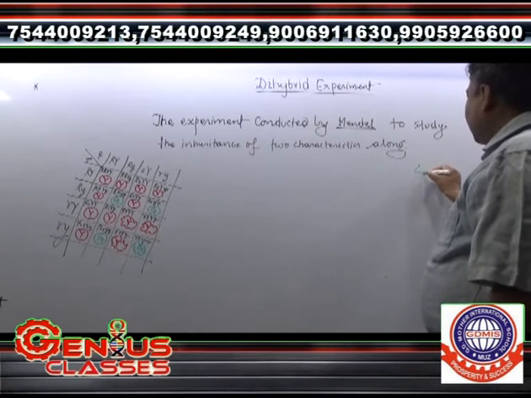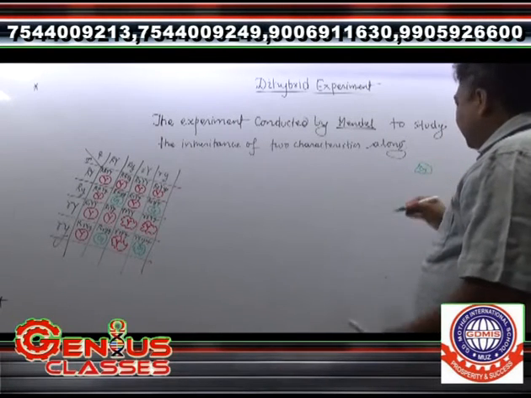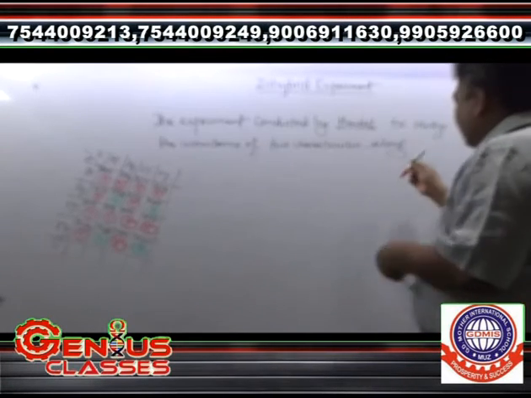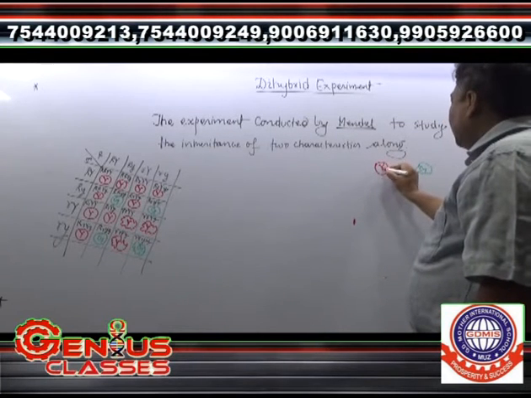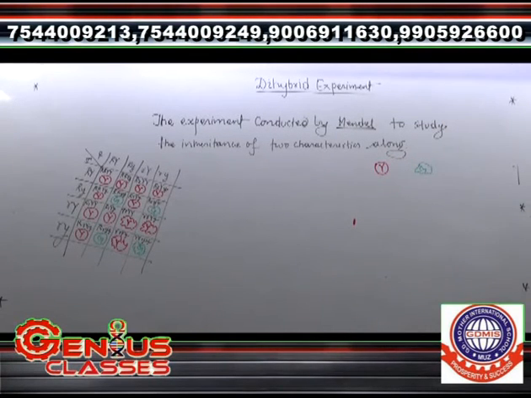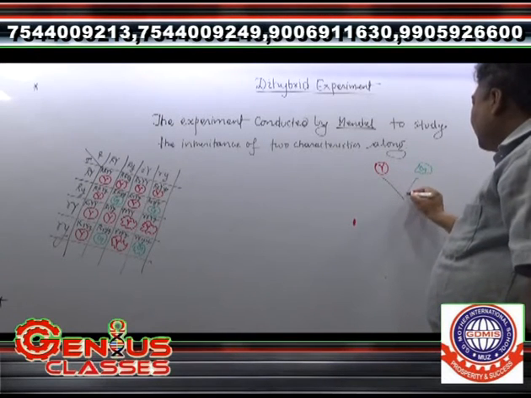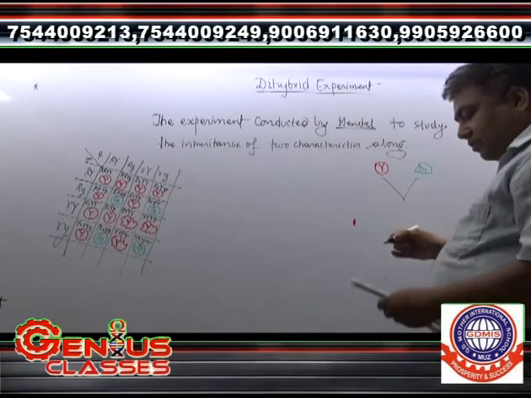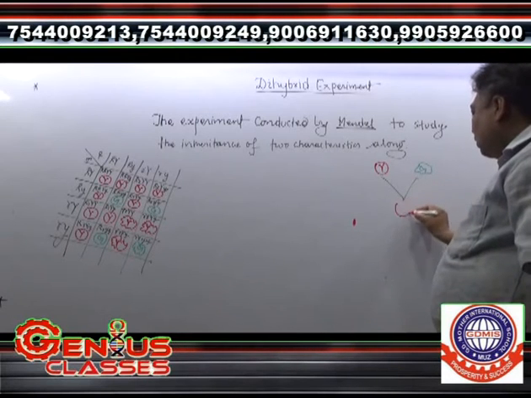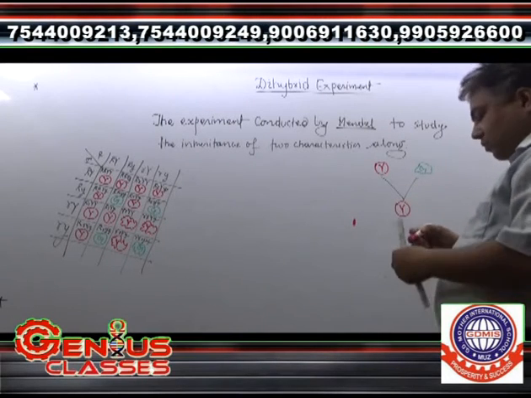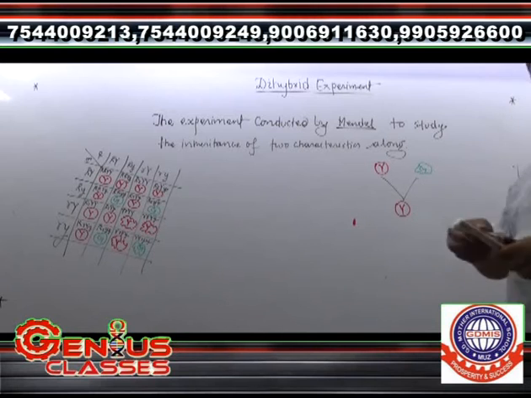That was wrinkled green. This was the round yellow. Here it produces all round yellow. Phenotype.